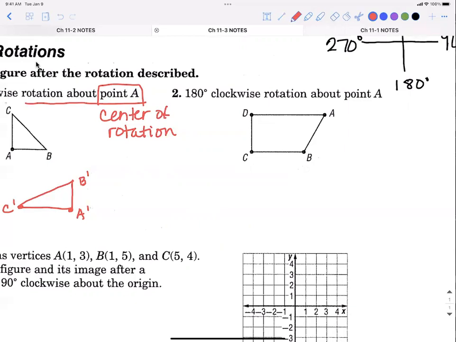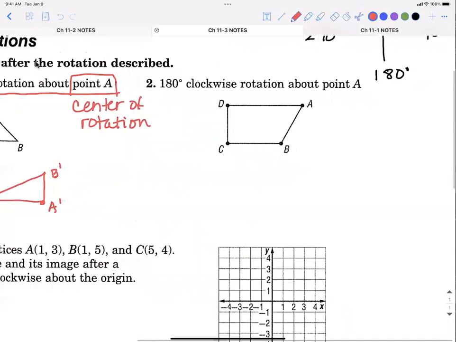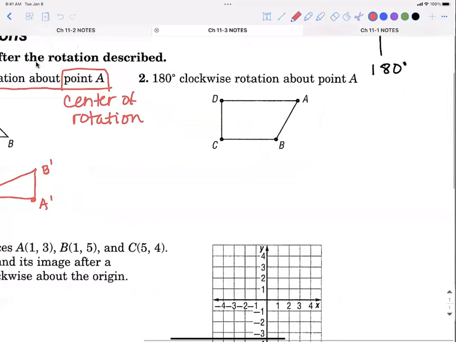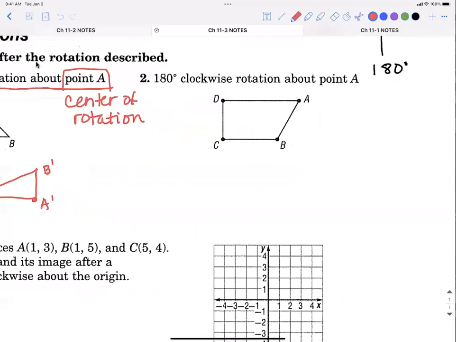But what if you can't do that? What if you don't have paper or whatever? I want to show you how you can actually do it on here. If you do real light strokes with your pencil, they're very easy to erase, and I'll show you what to do lightly. So it says rotate 180 degrees clockwise around point A. So point A is my fixed point. So I'm going to come over here and I'm going to give myself a new point A.